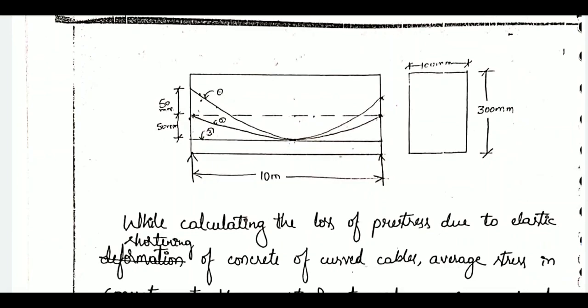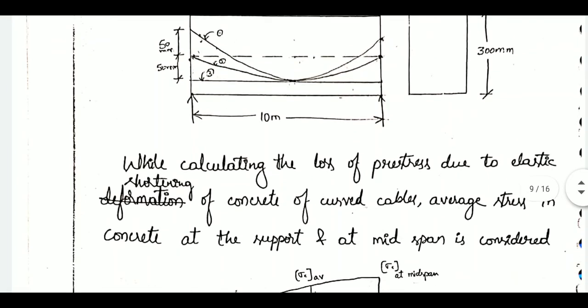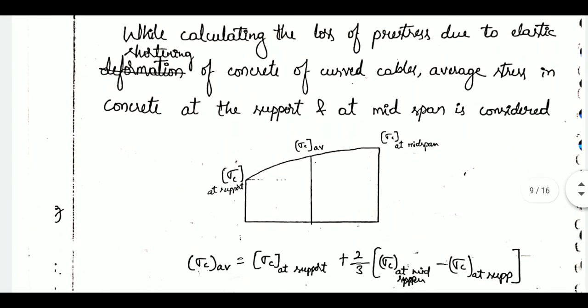So in this problem you need to remember one more formula while calculating the loss of pre-stress for parabolic cables. We need to take the average stress while calculating the sigma c value, that is stress in concrete at the level of steel. We need to consider the average stress in concrete. So average of what? Stress in concrete at support and stress in concrete at mid span. So for that we have a formula, you need to remember this.